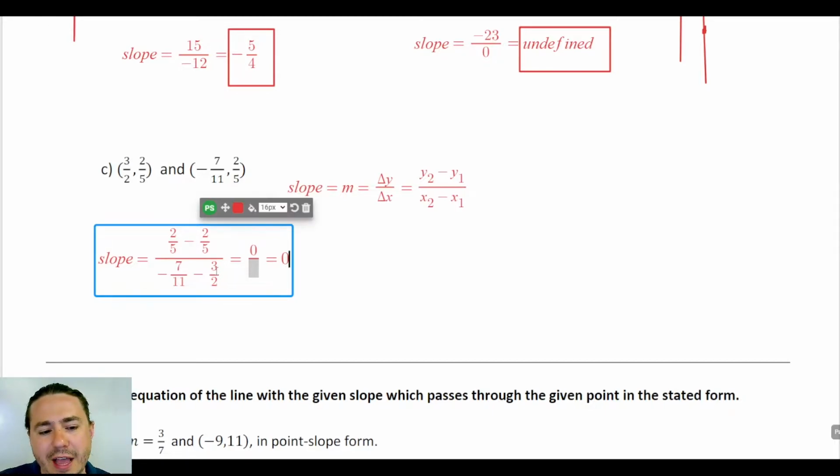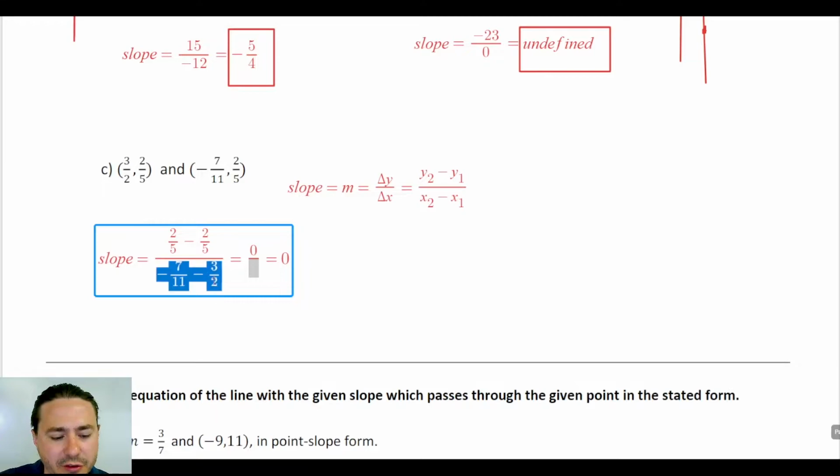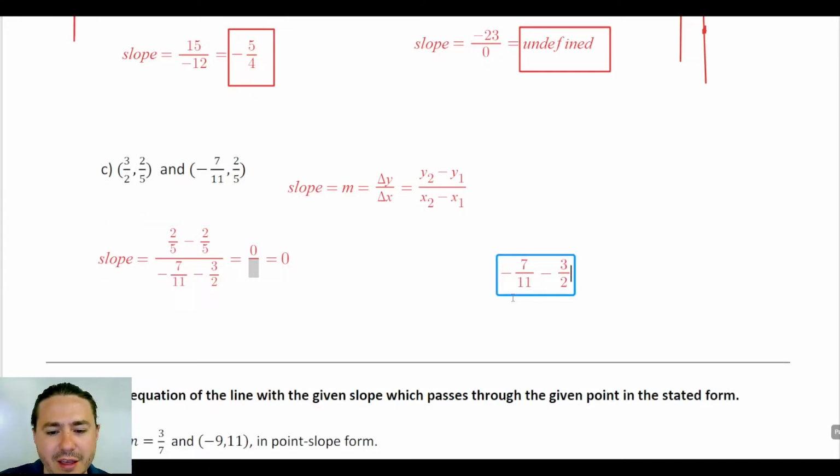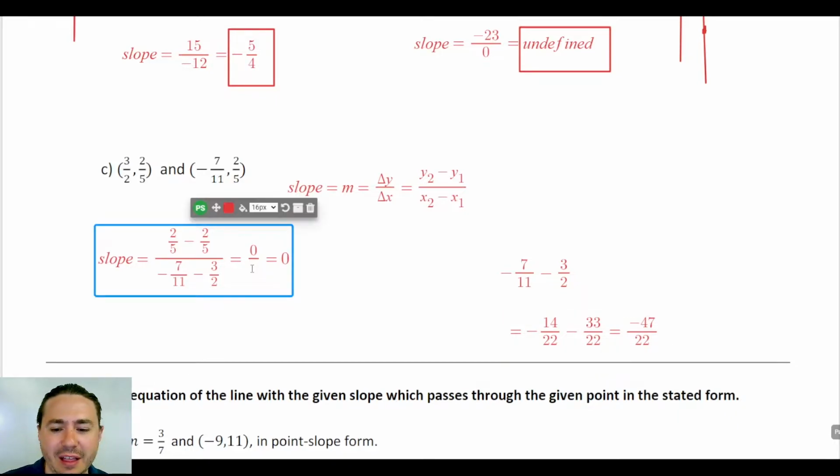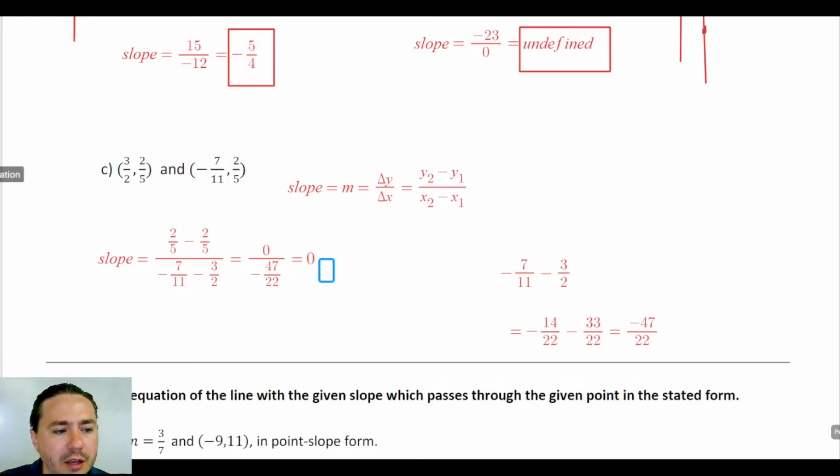But yeah, if you were to actually subtract these two, just for practice's sake, you would first need to find a common denominator, which would be 22. So this would be like 14 over 22, and if I multiply that by 11, that'd be 33 over 22. So we would get, what would that be? Negative 14 minus 33 would be negative 47 over 22. You don't really need to know that here, like I said, because we know it's going to be 0. But just for fun, it would be this. So yeah, our slope here is 0.